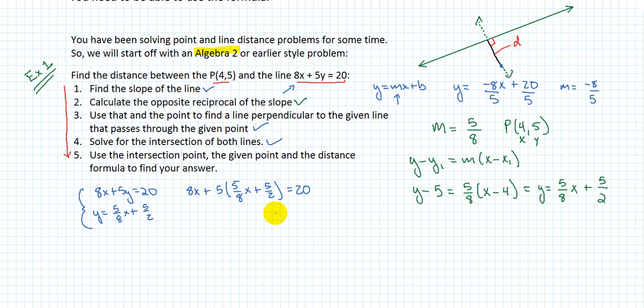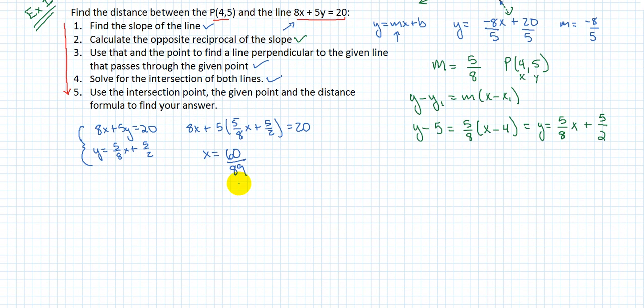Equals 20, and then I'm going to go ahead and work this out, pause it, and then just put the solution here. So you'll see it in a half a second. Okay, so if you worked it all out, you would see x equals 60 over 89. We're getting some ugly fractions here, but they'll all simplify out.